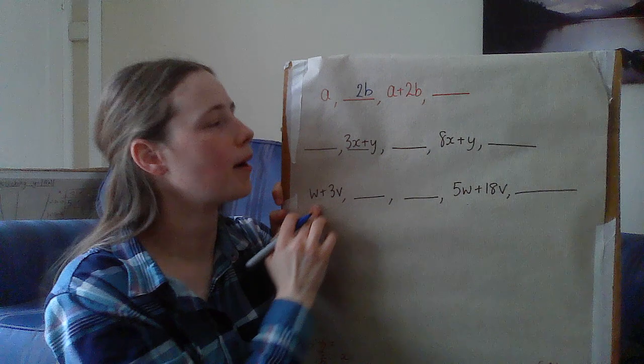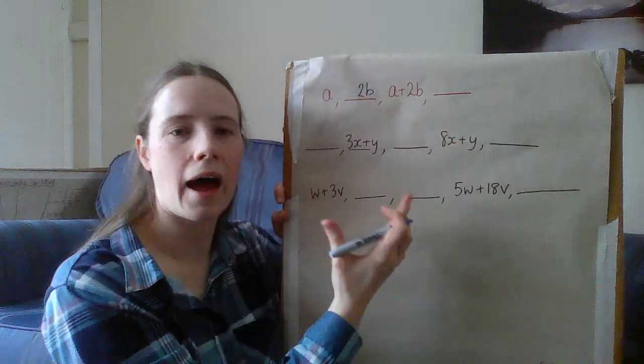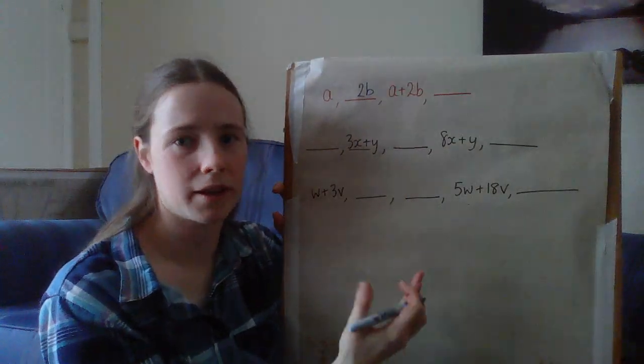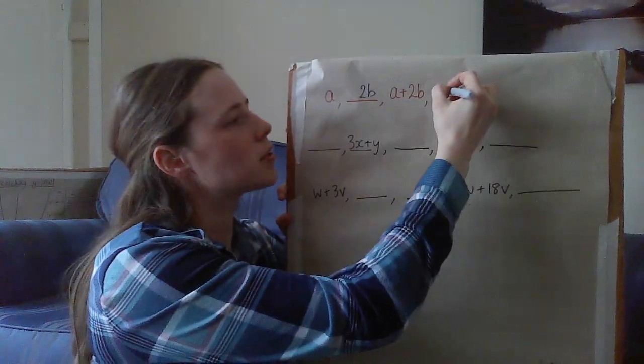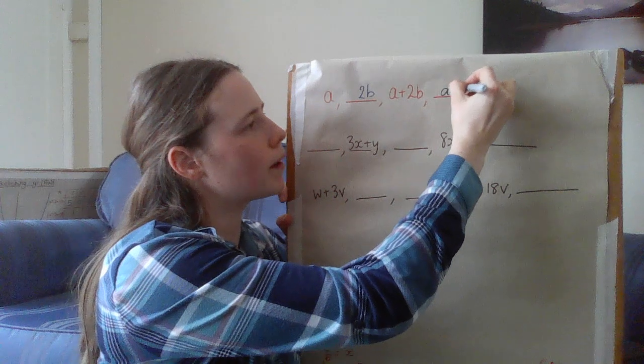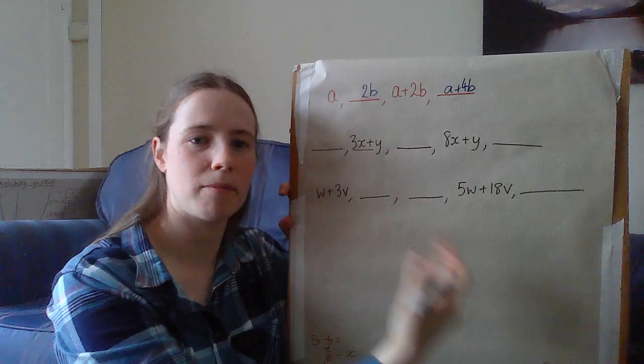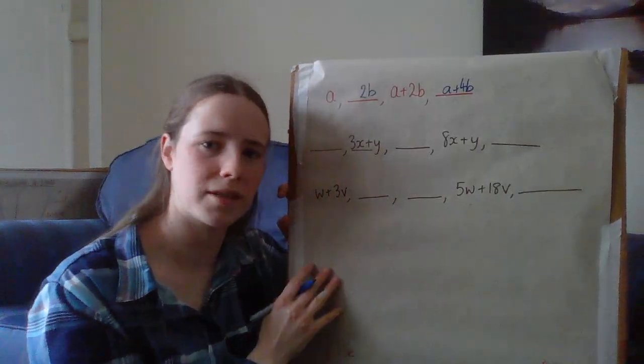Now, for my next term, I have to do this plus this. And make sure when you do this that you simplify it. So it's 2b plus a plus 2b. The 2b and the 2b go together, so I can simplify it to a plus 4b. And I will normally write it in alphabetical order. So I've got my a first and then my 4b afterwards.